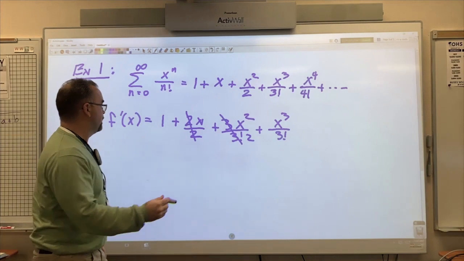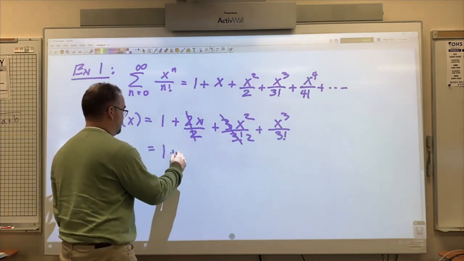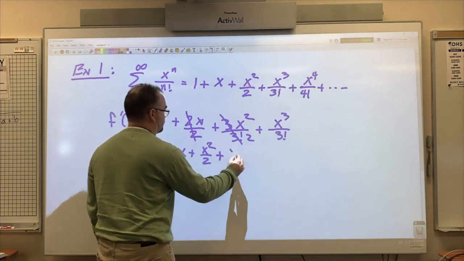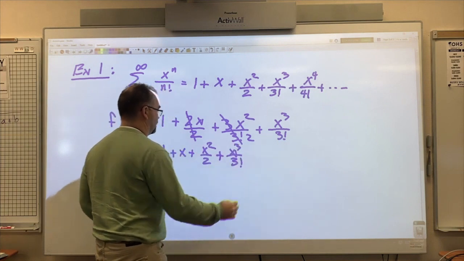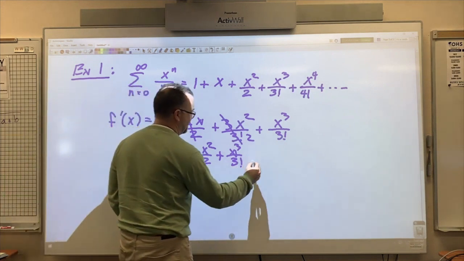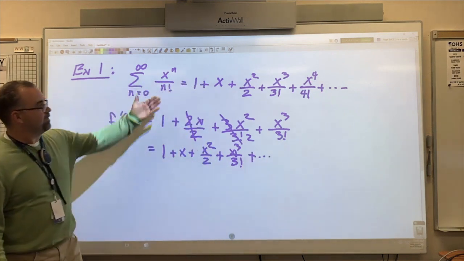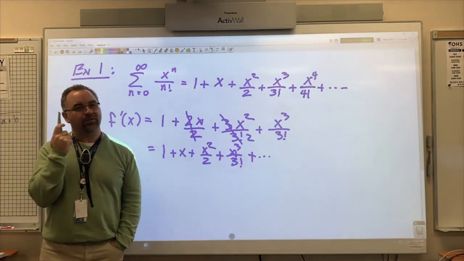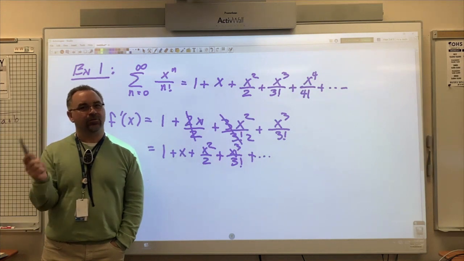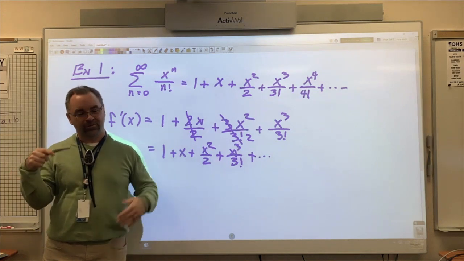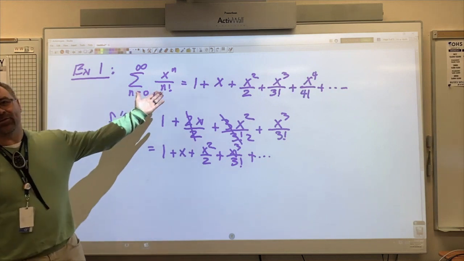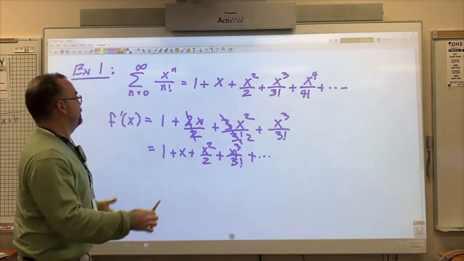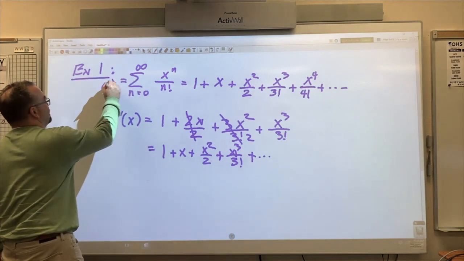And lo and behold, look at the series that we have now. Look familiar? It's the same series we started with. What function is it that we know whose derivative is the same as the original function? Yes, that is the power series for e to the x. We used it a couple days ago, and it's still true. This is still e to the x.